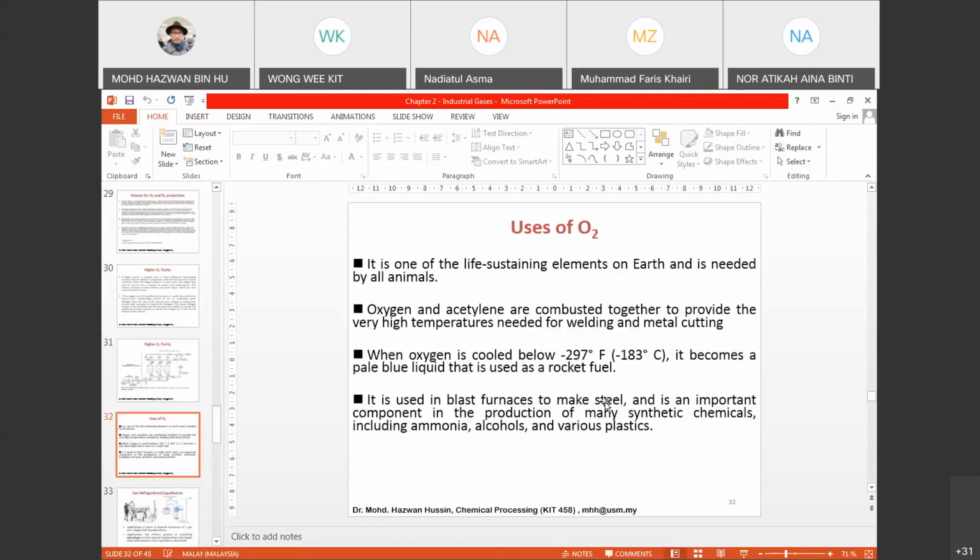As for the uses of oxygen, as I said, it is life support for animals and humans. Oxygen and acetylene are combusted together to provide a very high temperature, which is needed for welding and metal cutting. When oxygen is cooled to around minus 183, it becomes a pale blue liquid that is used for rocket fuel. For those who might wonder, liquid oxygen has a pale blue color, and it is used as one of the main fuels for rockets. It is used in blast furnaces to make steel, and it is an important component in the production of many synthetic chemicals, including ammonia, alcohol, and various plastics.